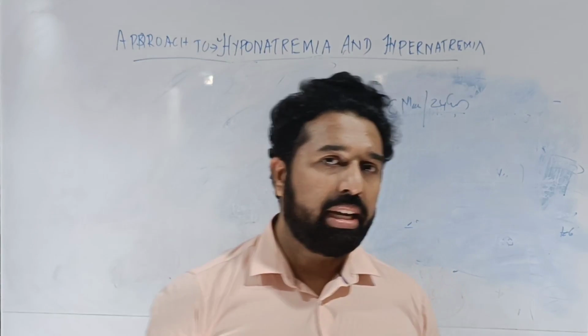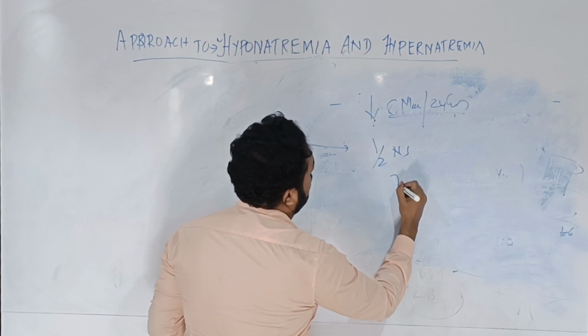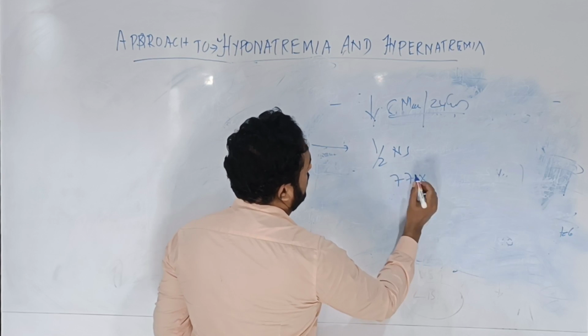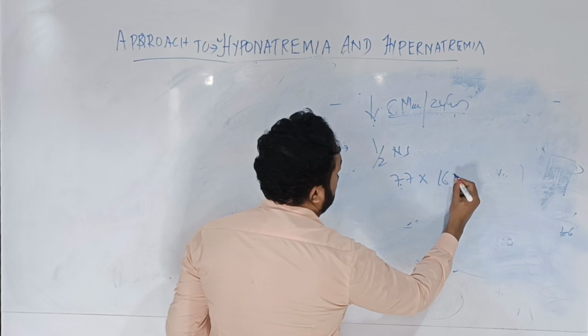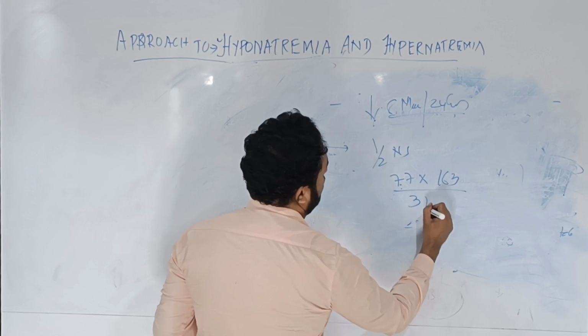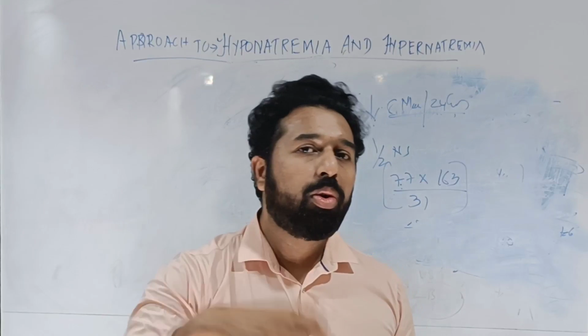Whether we can give this 5 liters depends. Suppose you are giving half NS. Half NS contains half of 154, which is 77. So infusate sodium minus serum sodium, where serum sodium is 163, divided by total body water plus 1. You have to look into the whole clinical scenario.